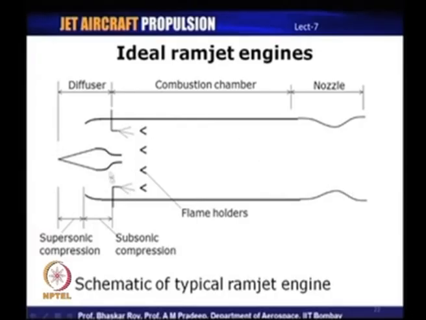So, this type of diffuser geometry, which consists of supersonic compression and subsonic compression, we will discuss later on when we take up diffuser analysis in detail. So, this is a schematic of a ramjet, and since it consists of only 3 processes and no turbomachines, that makes the design of a ramjet very simple, at least theoretically.